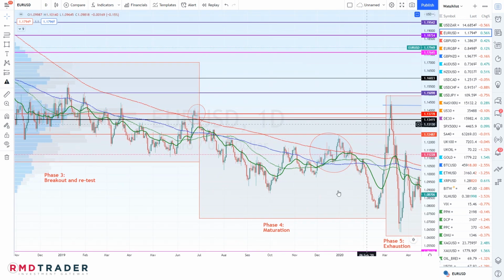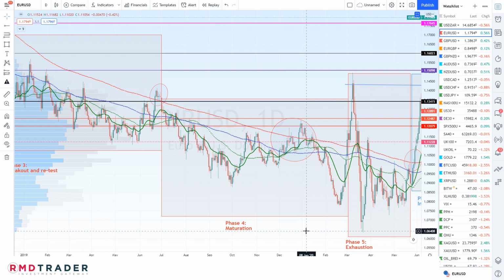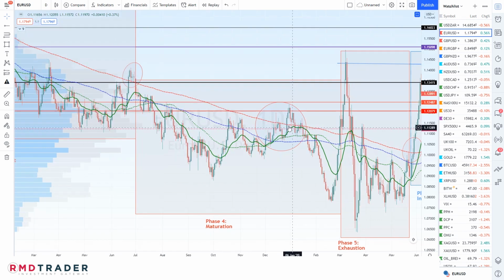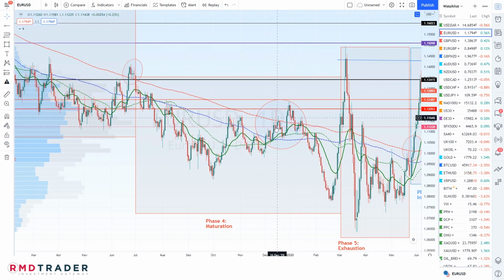Just briefly moving on to market phase 4, which is the maturation phase. At this point, we are again looking for reversals, but this time we're looking for deeper reversals from previous market structure. So there we can see a very strong area of previous support, which turned into resistance. And this is the area where we would be looking for rejection.